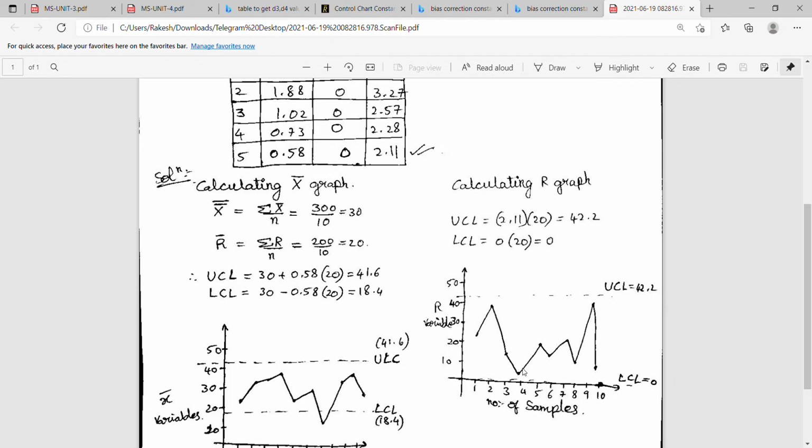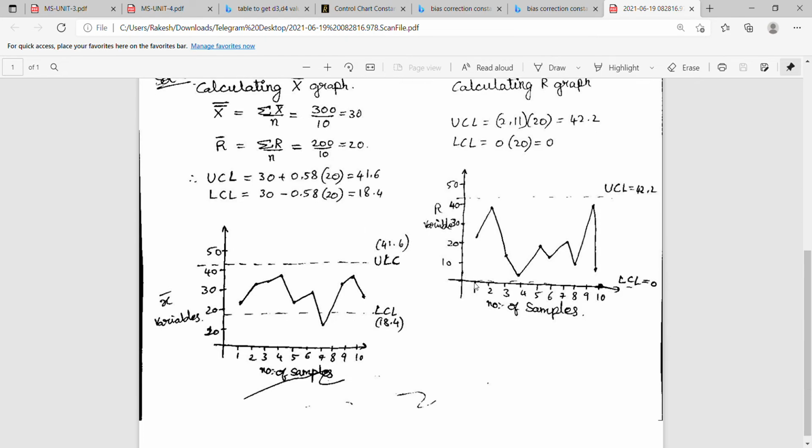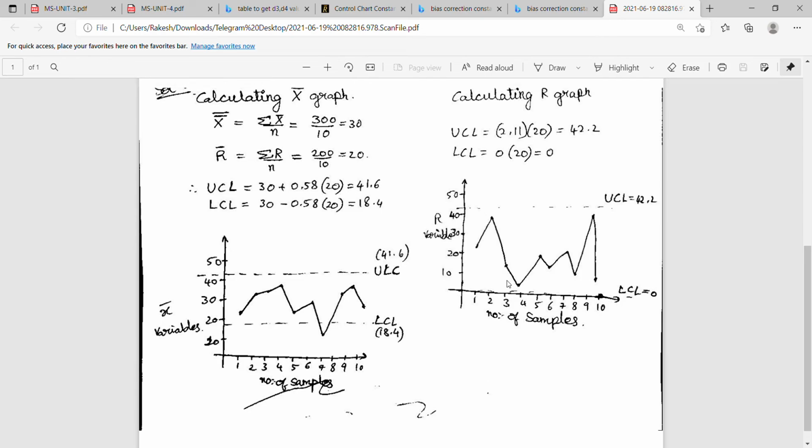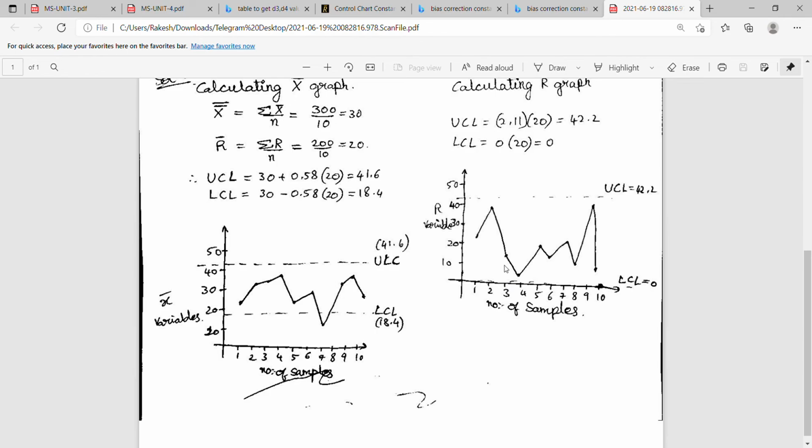Coming to how this is plotted, similarly to how you constructed the X bar graph, you can now construct the R graph by plotting 1, 2, 3 and so on. For 1 it is 39, for 2 it is 14, for 3 it is 14, for 4 it is 5. In this way you can construct the graph, and it is mandatory that the upper control limit and lower control limit are plotted in the graph.